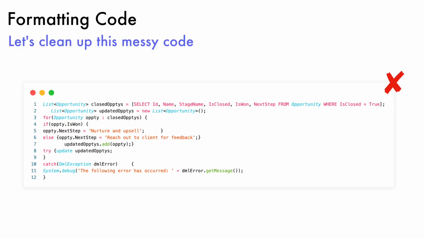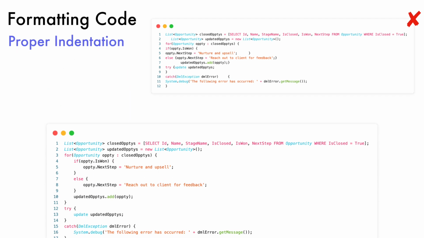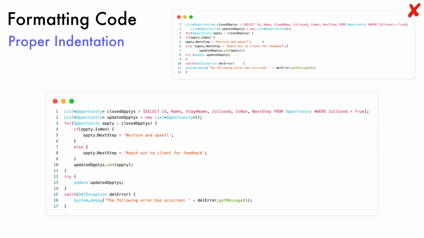Here's an example of some messy Apex code that updates the next step field on opportunities. I will show you how to format this code, and you can use these tips to begin organizing your code in a clean way. First, you'll want to use proper indentation.